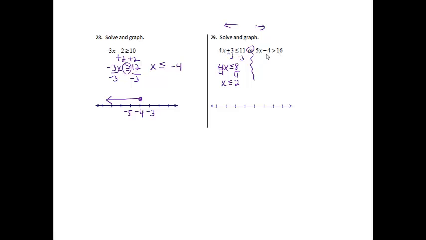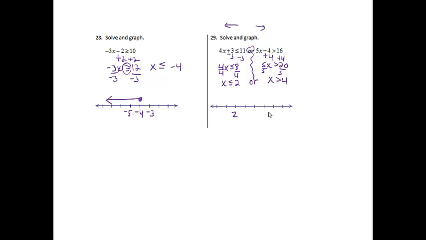Okay, then we'll go to the right side. To solve that, we will add 4 to both sides. So I'll get 5x is greater than 20, and then we'll divide both sides by 5, and I'll get x is greater than 4. So x is either less than or equal to 2, or it's greater than 4.